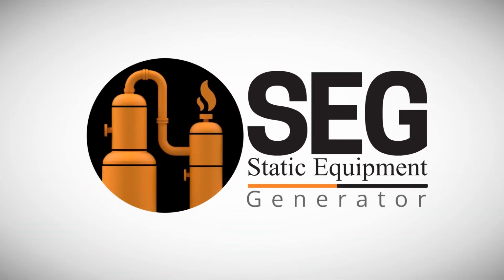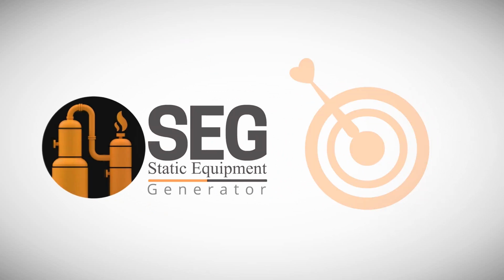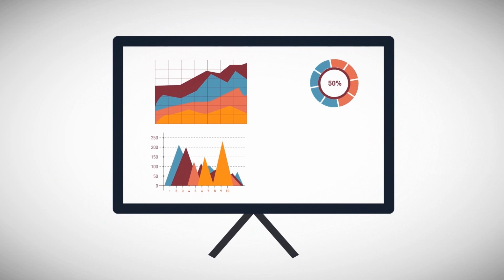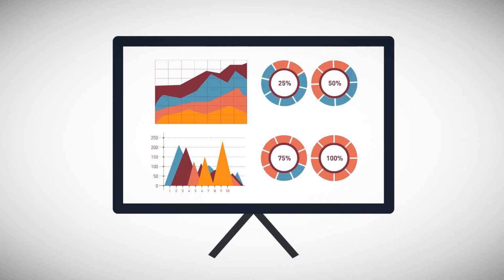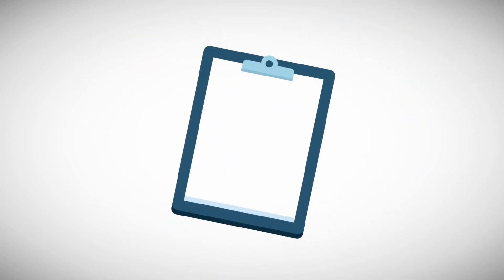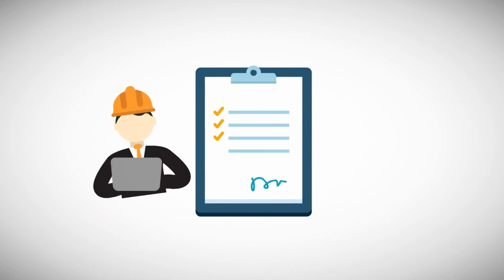SEG Software makes modeling and detailing of static equipment much easier, faster, and more accurate. You can decrease your working load and increase your efficiency, quality, and ability to engage in more projects in the same time. We care about your requirements and needs. Software made by engineers for engineers.